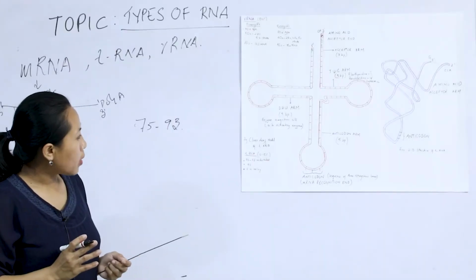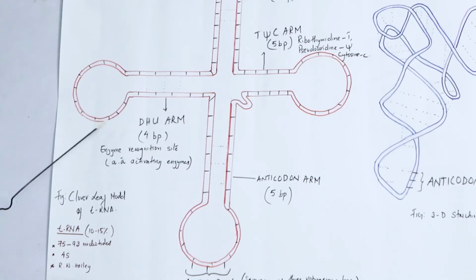Okay, the next arm is the DHU arm. The DHU arm is also known as the dihydrouridine arm. This DHU arm is an arm of 4 base pairs, and it also ends in a loop, and this loop region is an enzyme recognition site, the site where it binds to amino acid activating enzymes during the process of translation.